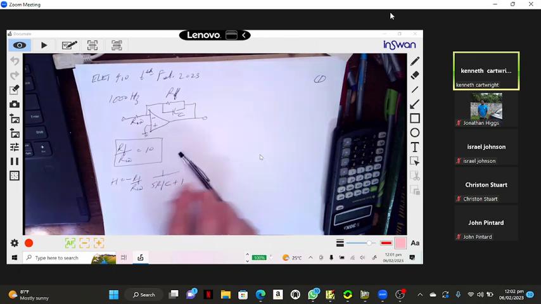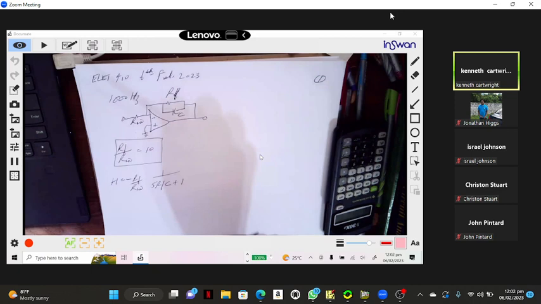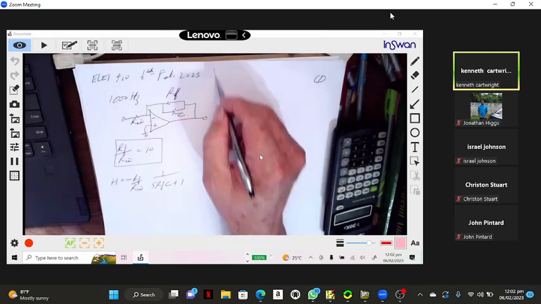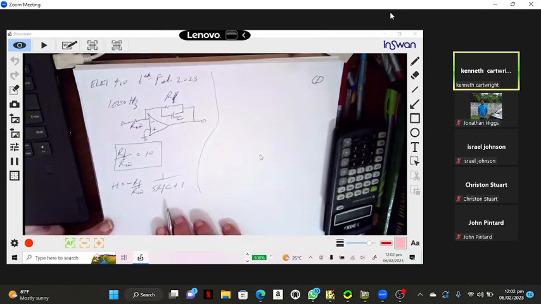So here's the circuit. Here's the transfer function for that circuit. We know that RF over Rn must be 10 because we want a DC gain of 10. Because when we have DC, this term is just 1. We want a DC gain of negative 10.